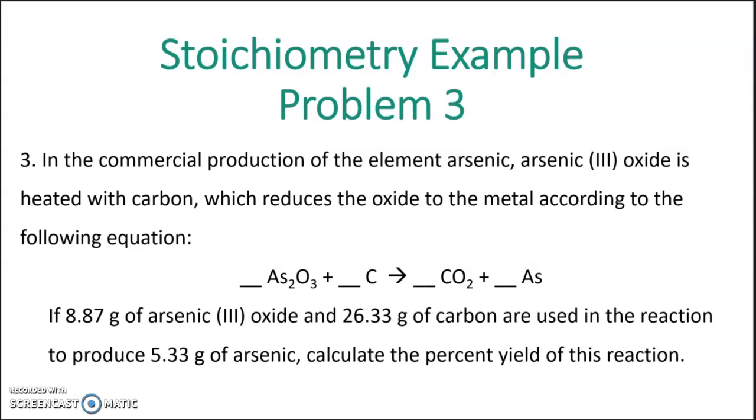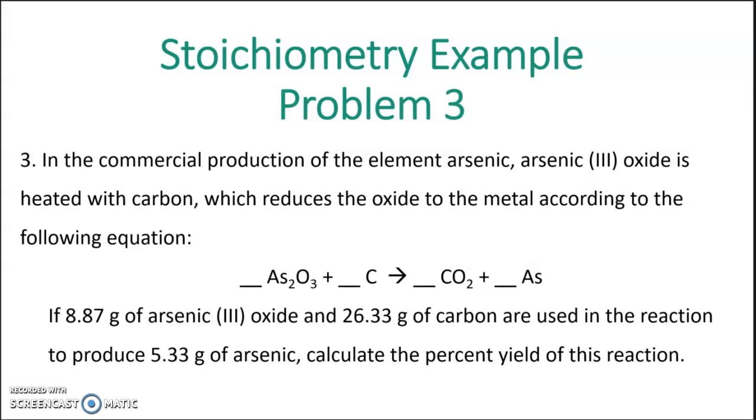Hi everyone, this is Miss Peters, and I'm going to go over another stoichiometry problem. This one is really good because it is percent yield. It's also a limiting and excess reagent problem, even though it doesn't say it. So let's look at it.